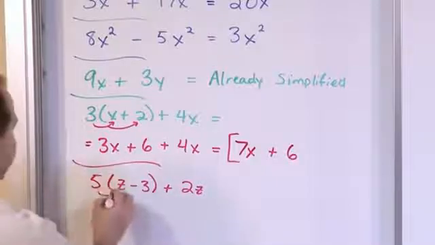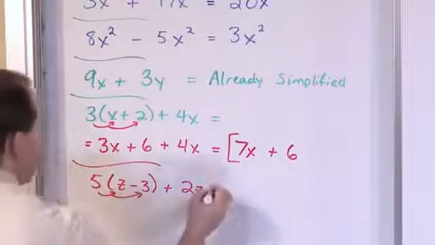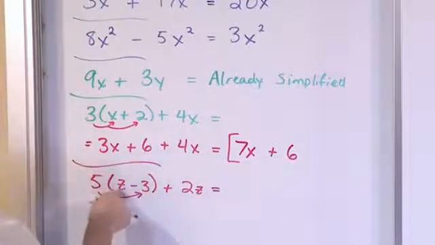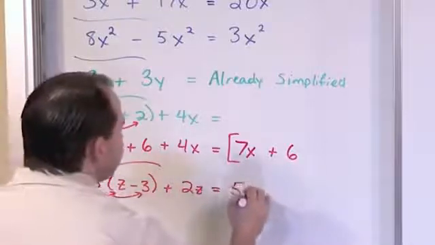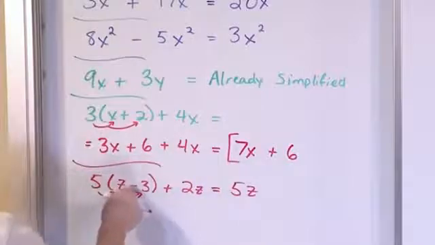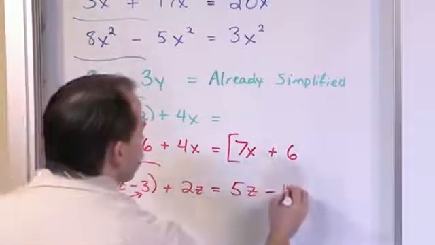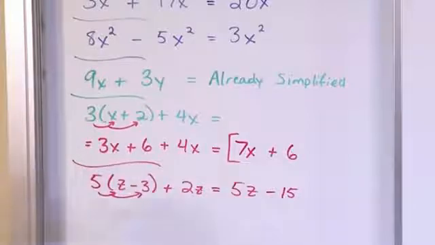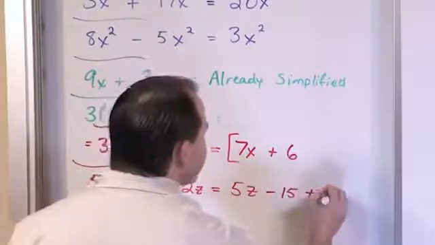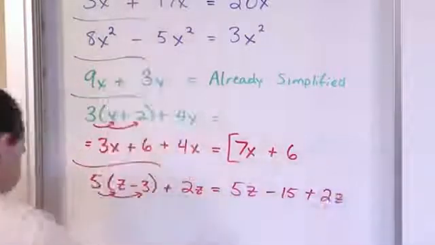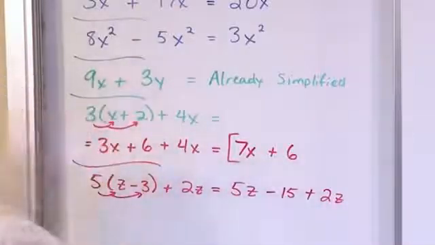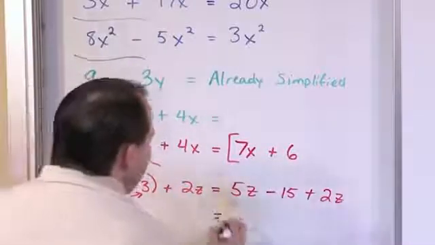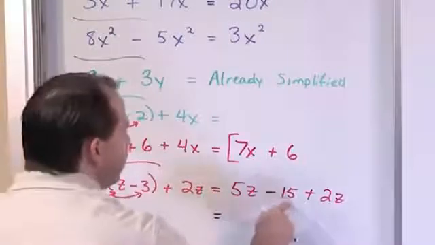But we can distribute this 5 in, like that. So what we're going to do is 5 times z, giving us 5z. 5 times negative 3, negative 15. The negative basically comes from the negative inside of here. Don't forget you're adding 2z over here. And then we'll switch colors to black real quick just to help us out. And what we have here is 5z minus 15 plus 2z.